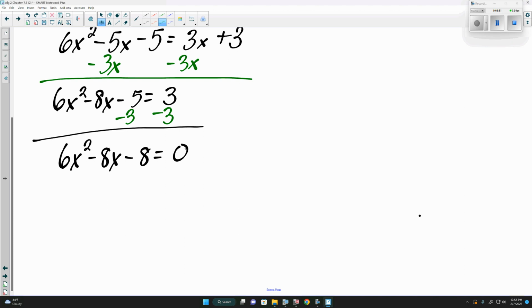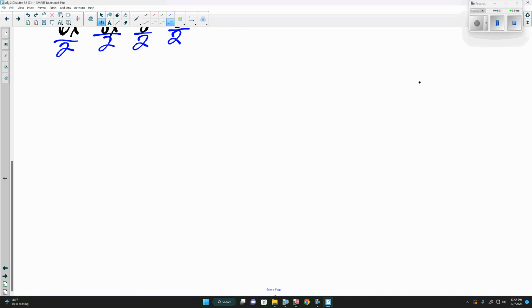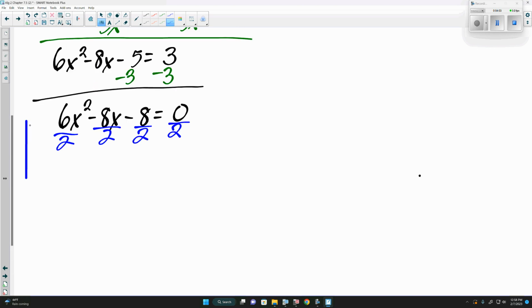Is there a greatest common factor between these three? 2. We can divide it out. Because if there's a greatest common factor that is a number, it's easier to divide it out so it's a little bit easier to work with. When we divide it out, we have 3x squared minus 4x minus 4 is equal to 0. That's going to be a little bit easier to solve than 6x squared minus 8x minus 8.